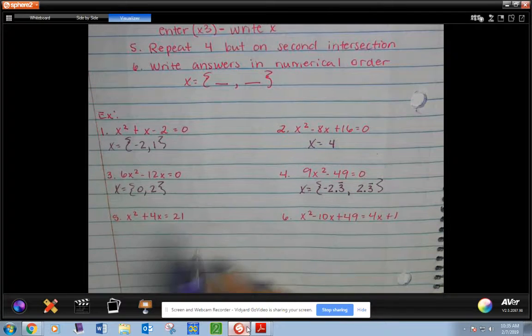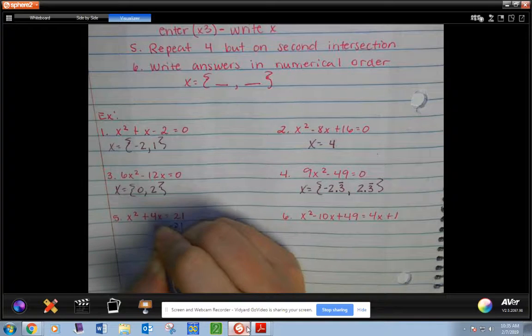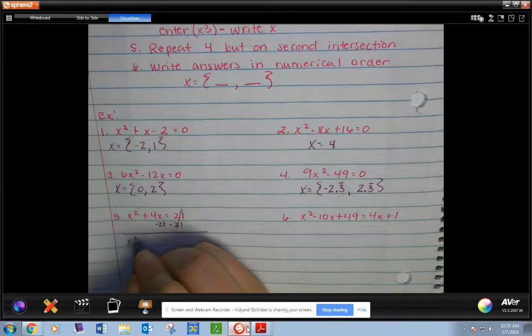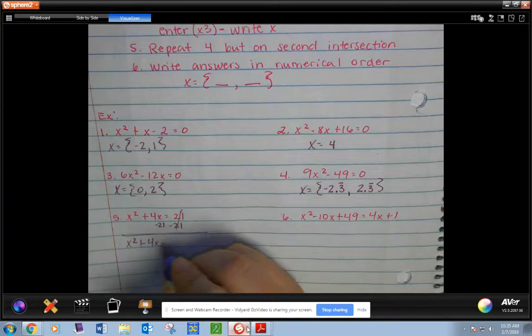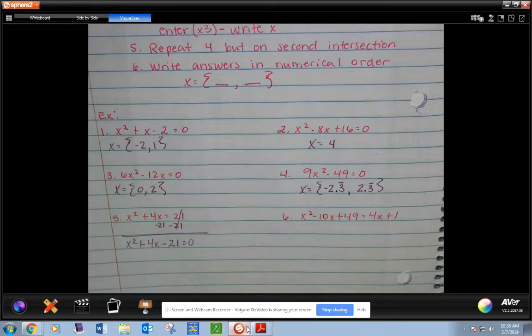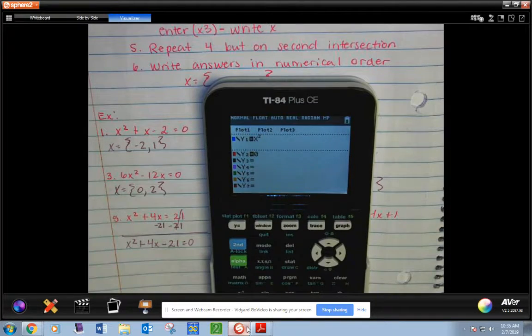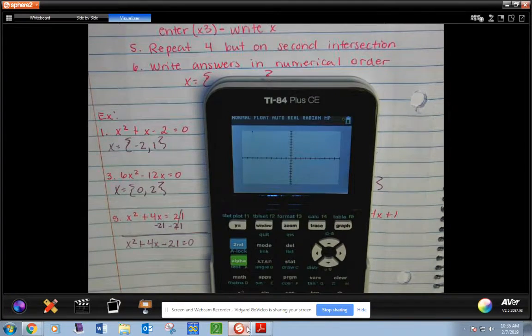Okay, for number 5, now we're not equal to 0. So the first thing we're going to do is subtract 21. And when I do that, it doesn't go with x squared, so I keep x squared. It doesn't go with 4x, so I keep 4x. And then I just put -21 equals 0. So now I go back to the calculator, and we're going to do x squared plus 4x minus 21. I've already got 0 in y2, second trace, number 5.